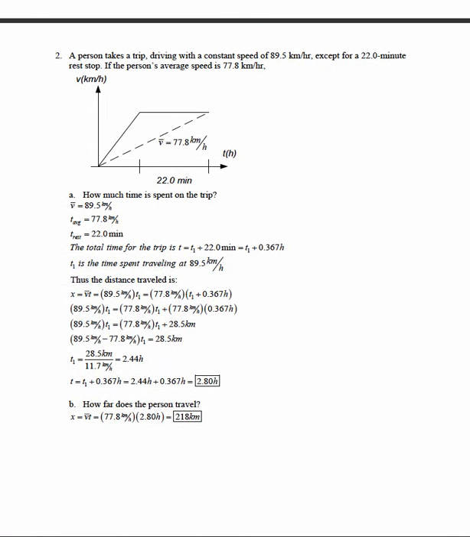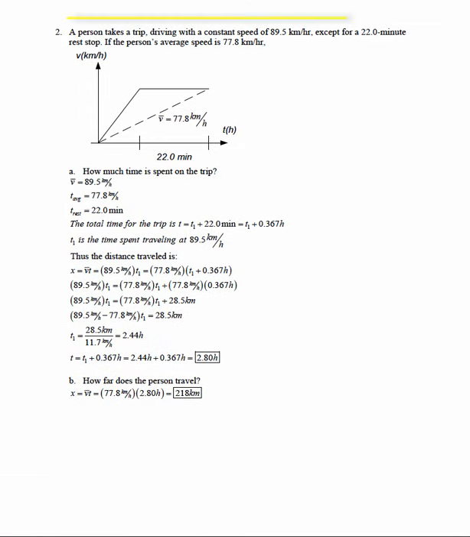Let's take a look now. Problem 2. A person takes a trip driving with a constant speed of 89.5 kilometers per hour, except for a 22-minute rest stop. If the person's average speed is 77.8 kilometers per hour, they want us to first solve for how much time is spent on the trip.